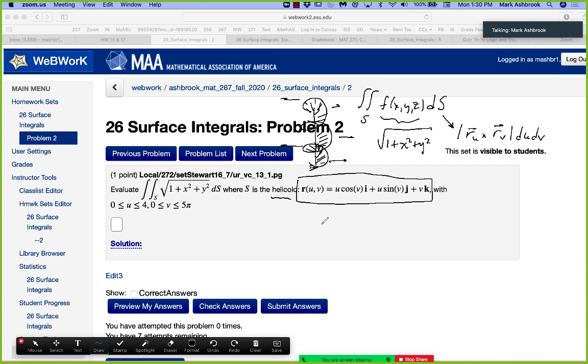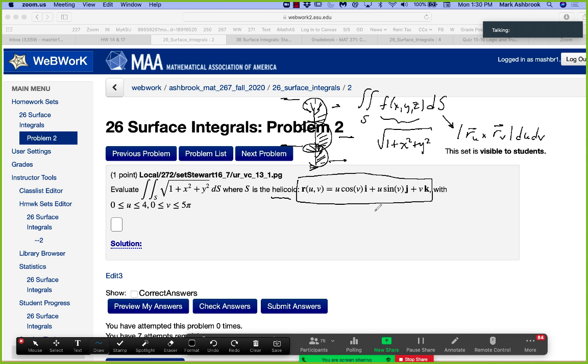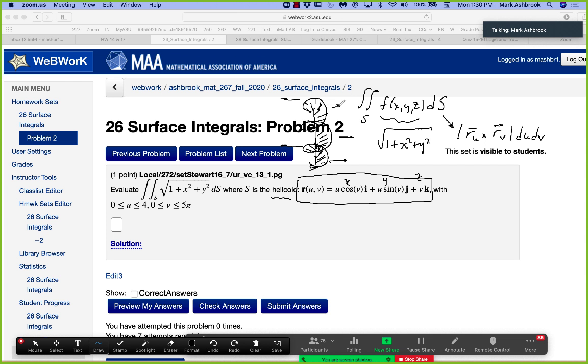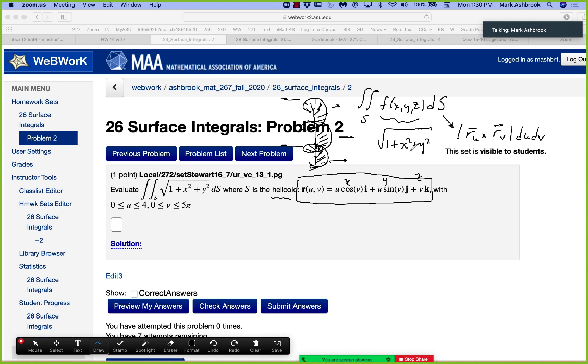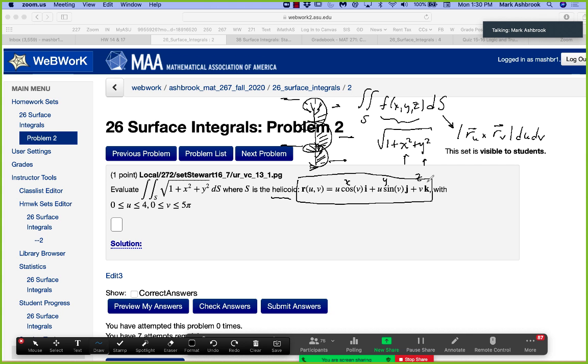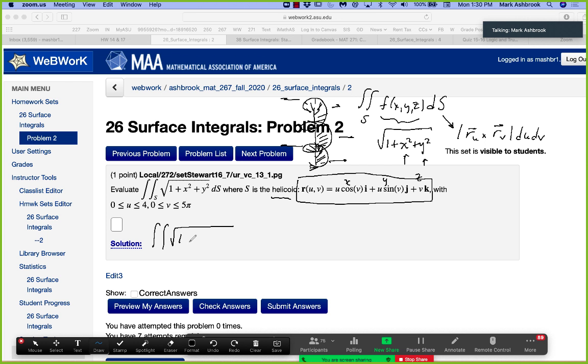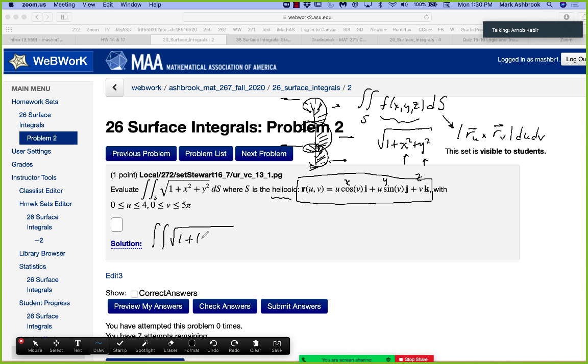Okay, so we've got the parameterization of that spiral ramp, and we're just going to apply our surface integral. So what's 1 plus x squared plus y squared? It's going to be the square root of 1 plus, what is x? u cosine v. So we're going to do that squared, right? And then u sine v squared.